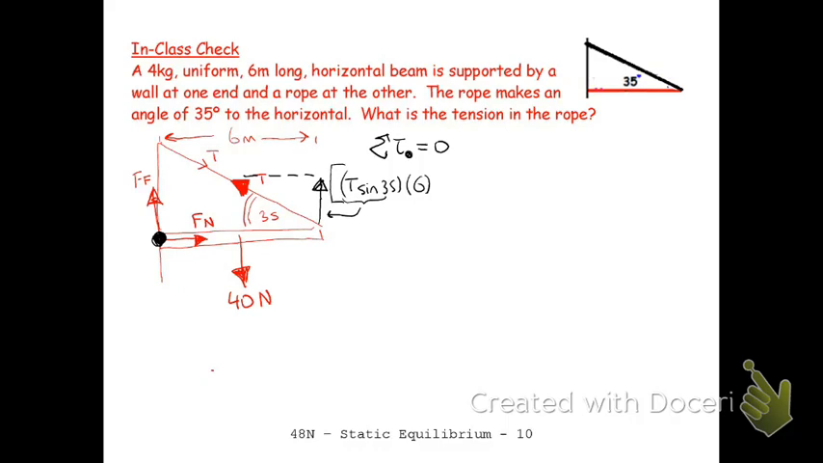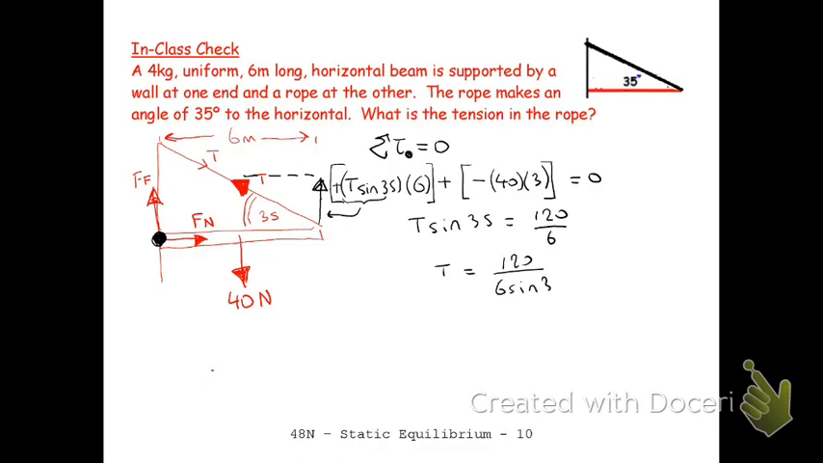So that's that, and is that a clockwise or a counterclockwise tendency? Counterclockwise, so that's positive. Added to, now I'm looking at this 40. It's going to be 40, and the perpendicular distance is 3, not 6, it's 3. And that's going to be a clockwise tendency. So T sine 35 is equal to 120 over 6. So T is equal to 120 over 6 sine 35, which equals 34.9.